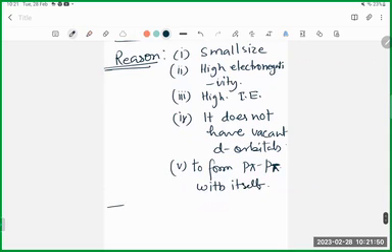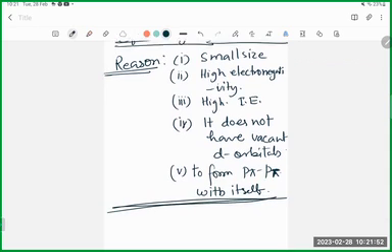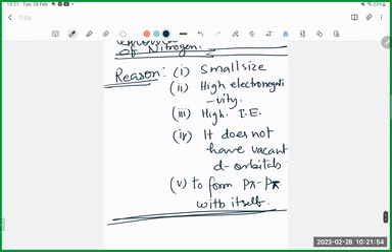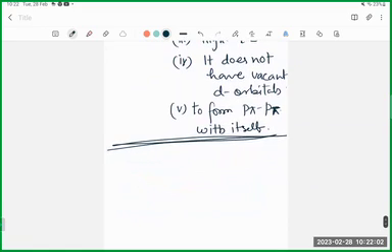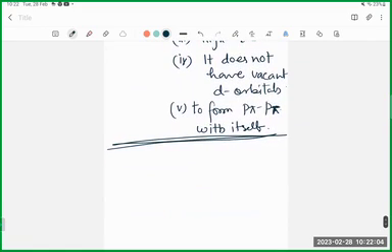So these are the reasons because of which nitrogen has anomalous properties. Now what are the anomalous properties we are seeing? We can say nitrogen is a gas, but the other elements are in solid form, like phosphorus, arsenic, antimony, and bismuth. So let us see the anomalous characteristics of nitrogen.